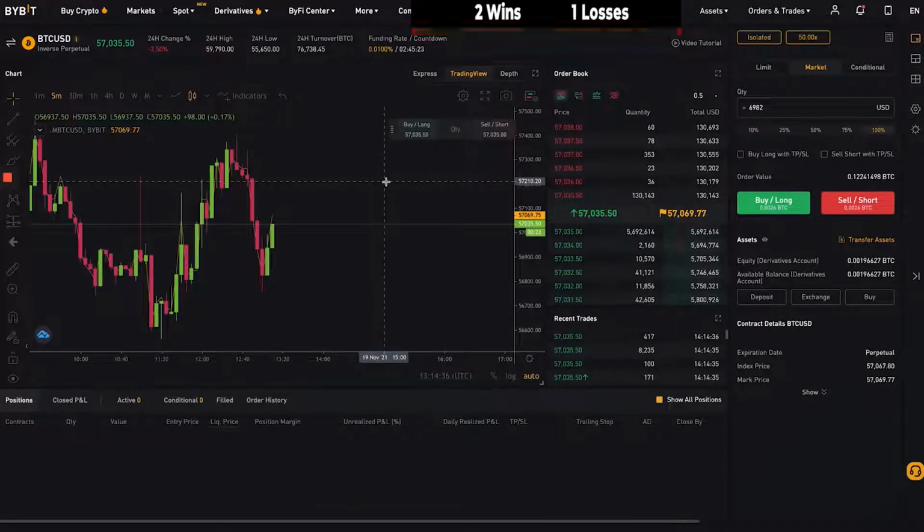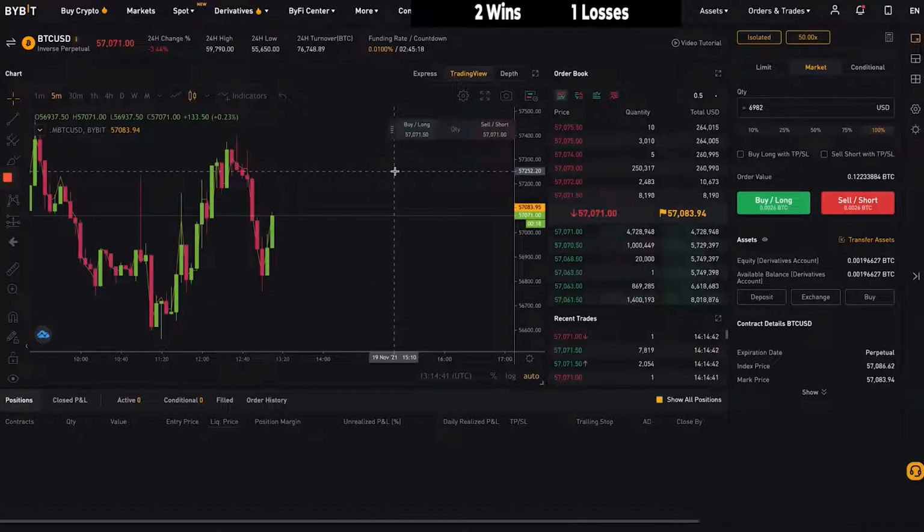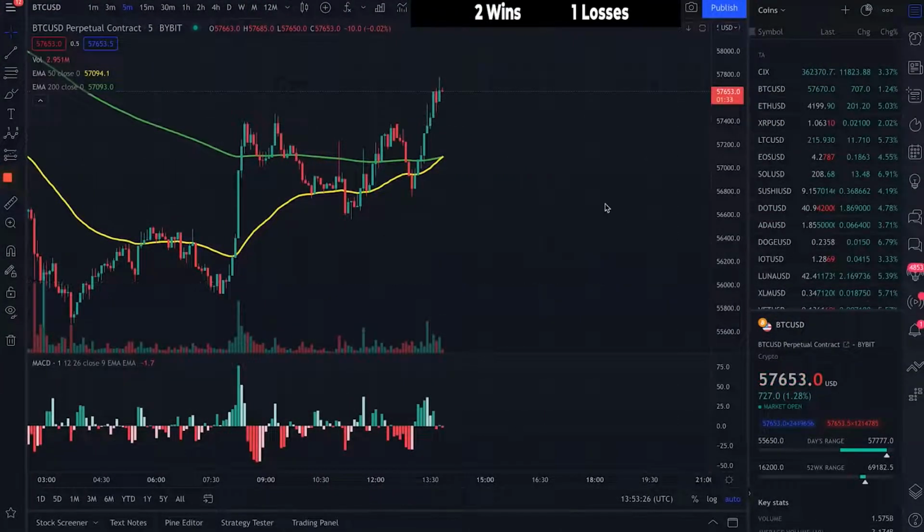Alright, so that was a loss. I was completely wrong about this trade. I now had 2 wins and 1 loss. So let's wait for the next trade opportunity. All right, guys, it's time for a new trade here.